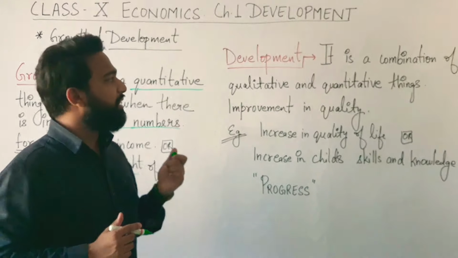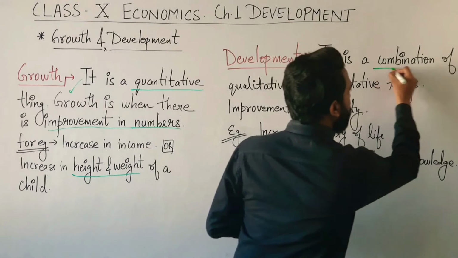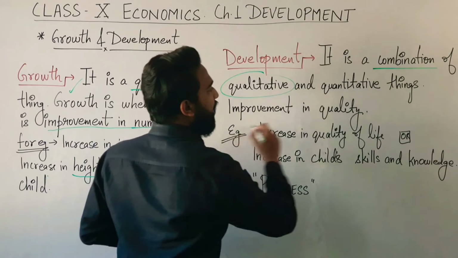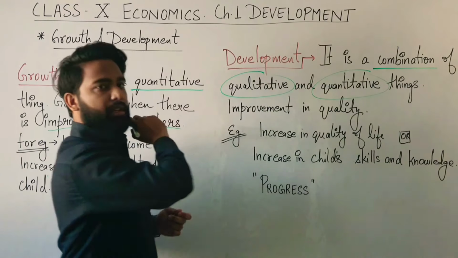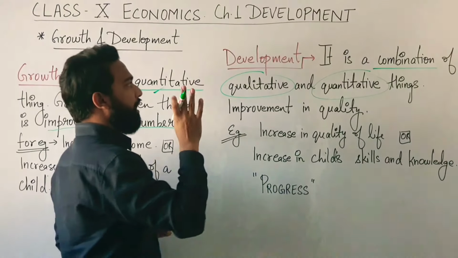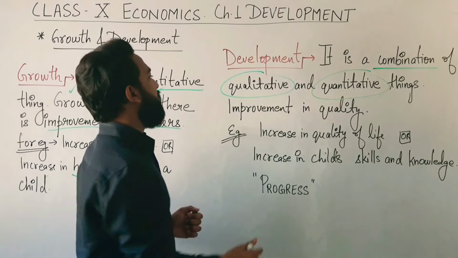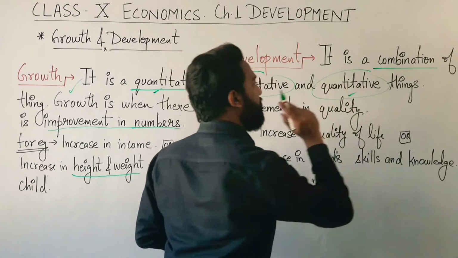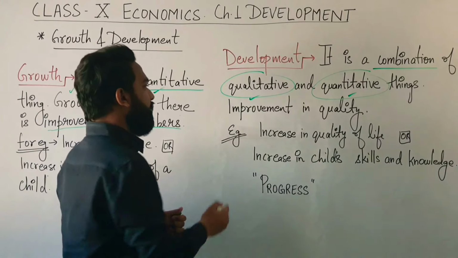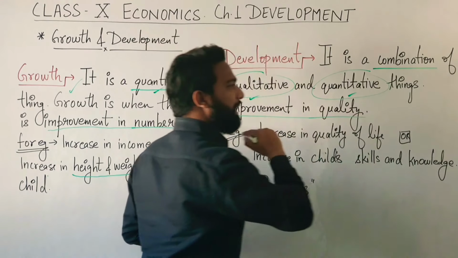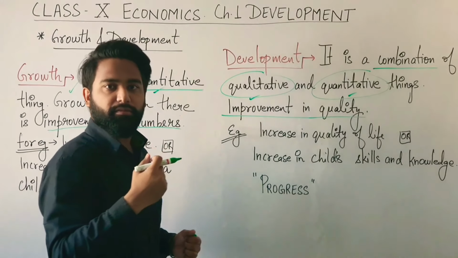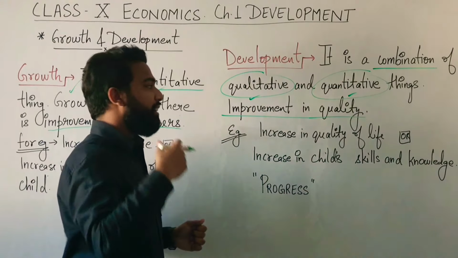Now let's come to the second thing, which is development. What is development? Development is a combination of what? Of qualitative and quantitative things. Here you just had quantitative things, but when it comes to development, there are both qualitative and quantitative things in combination. We can say that it is improvement in quality. If we are improving, then we can say we are developing.